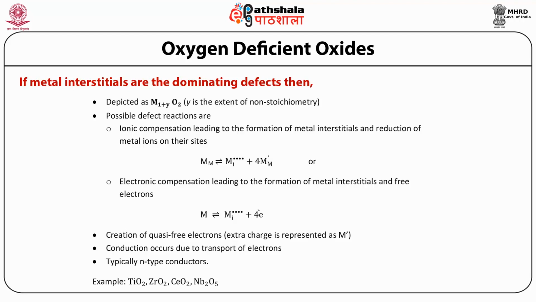The creation of quasi-free electrons, that is extra charge, is represented as M prime, and the conduction occurs due to transport of electrons. Such types are typically present in n-type conductors, and some examples are titanium oxide, that is TiO2, zirconium oxide, that is ZrO2, cerium oxide, that is CeO2, niobium oxide, Nb2O5, and so on.